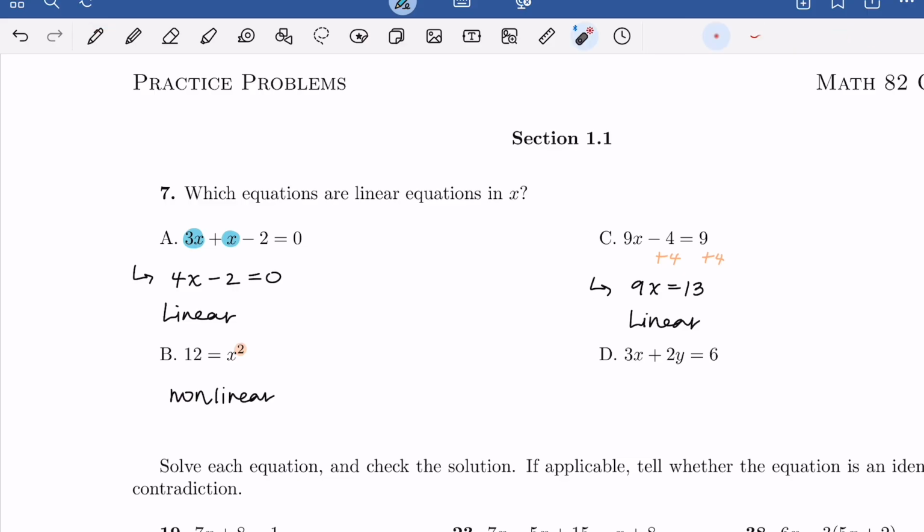And then lastly, for part D, we have 3x plus 2y is equal to 6. Now, at first, you might think that this is a linear equation in x because we have our variable x raised to just the first power. But notice we also have this variable y here. So remember, a linear equation in x will only involve that variable x raised to the first power. So due to this, since we have a second variable y here, this is also going to be a nonlinear equation in x.